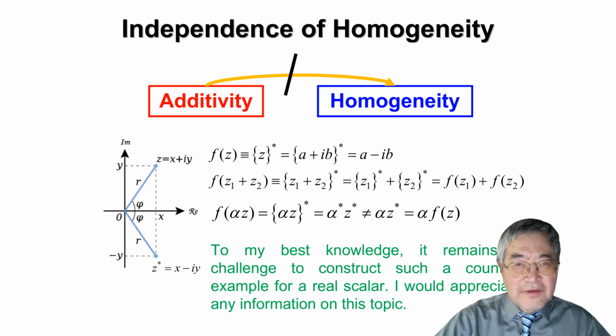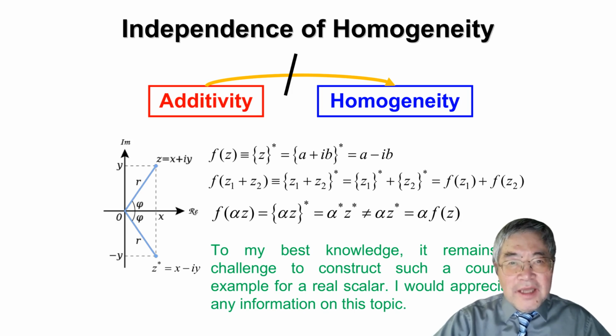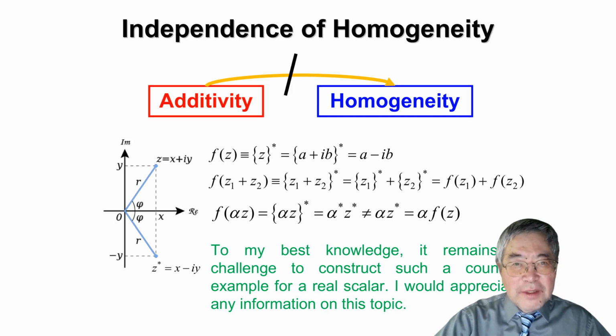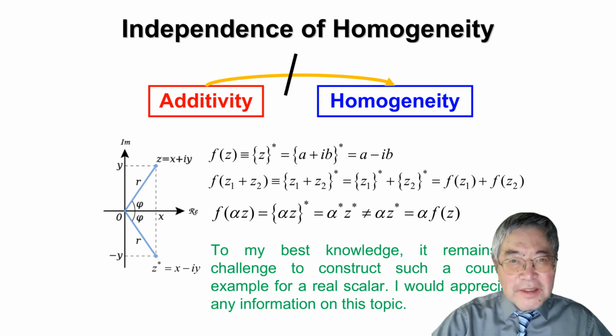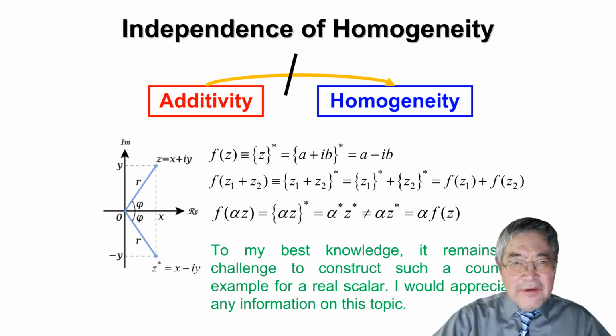Let's look at additivity first. The slide shows f of z1 plus z2 equals the conjugate of z1 plus z2, which equals z1 star plus z2 star, and that equals f of z1 plus f of z2. This means the system satisfies additivity. The conjugate of a sum is the sum of the conjugates.